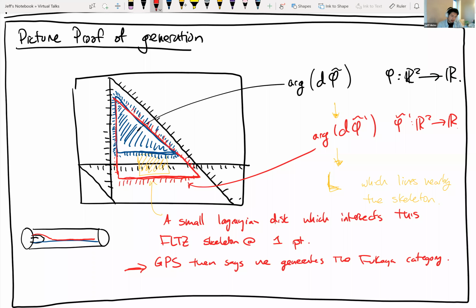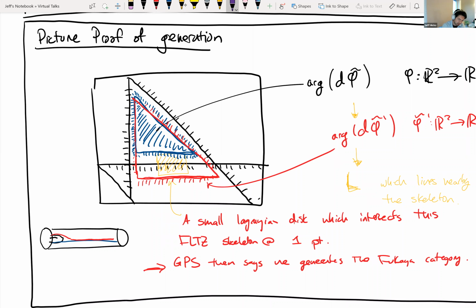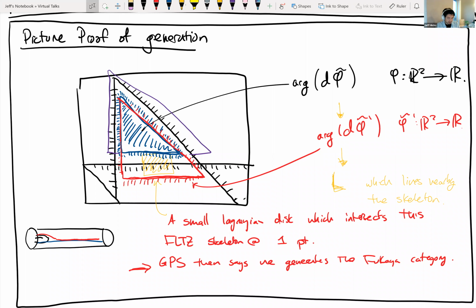Now, as a picture, this is a nice way to see how you're building all of these little tiny linking disks to the FLTZ skeleton. There's a nice combinatorial game where you can take different Lagrangian sections which encompass various portions of this diagram and surgery them together and patch them together to build all the little linking disks that you would want. However, proving generation this way in explicit coordinates is a bit unwieldy. Ideally, you would like some kind of inductive argument that would allow you to build all of these.